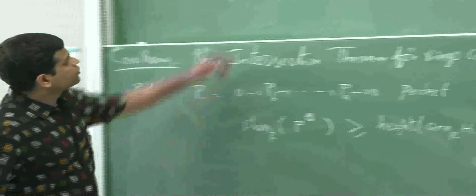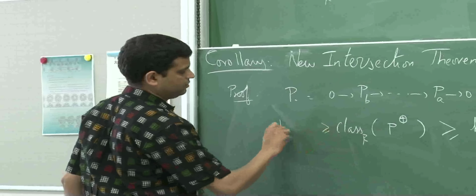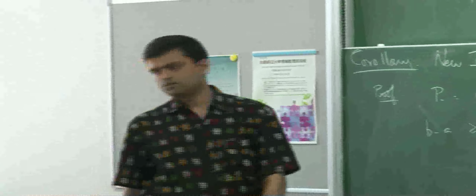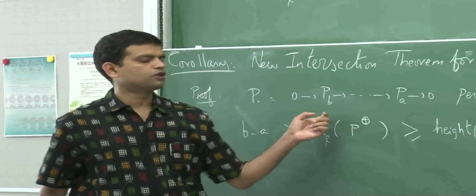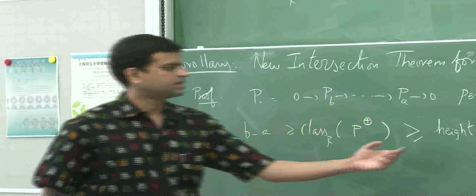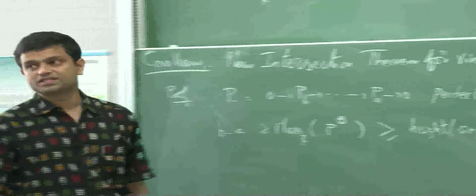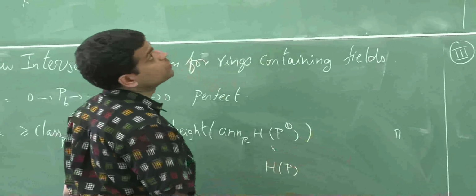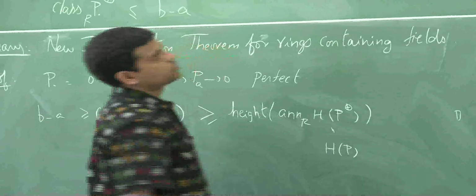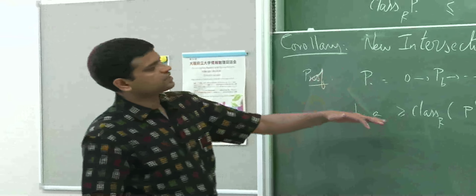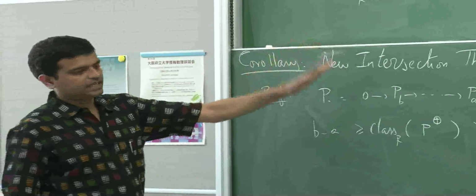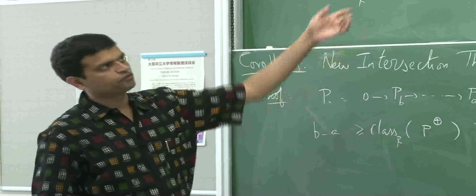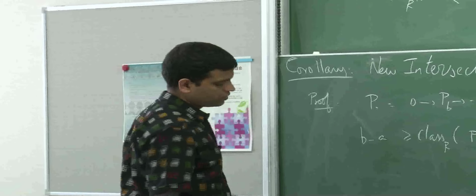Yeah? And on the other hand, this estimate here told you that this is at most B minus A. So this inequality, that the number of non-zero modules in the perfect complex is at least the height, that is the new intersection theorem. And that's the proof. So this does contain the new intersection theorem. It also contains a theorem for differential modules over graded algebras. I'll get to that in the end, and that's really important for tomorrow's lecture. So let me not get into that.